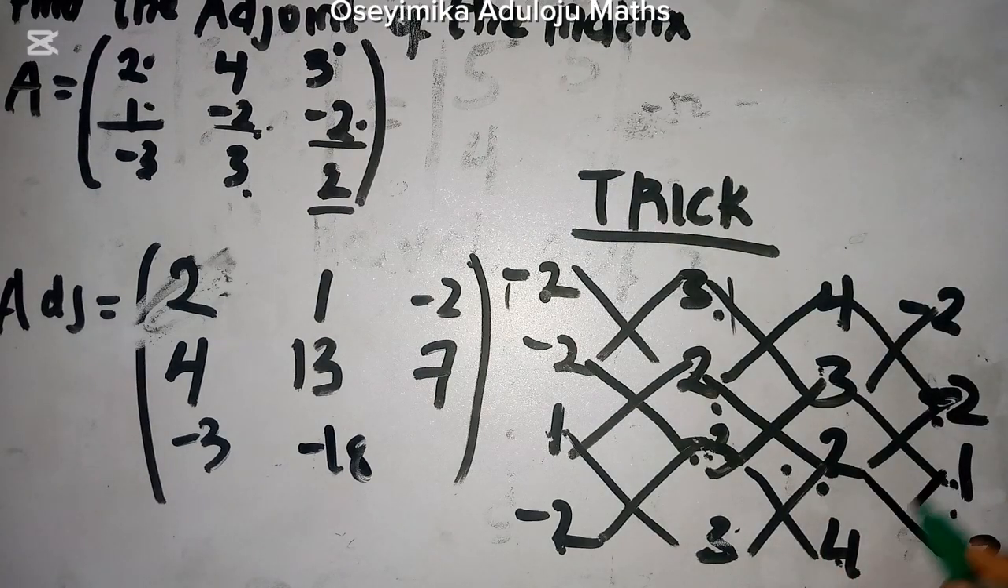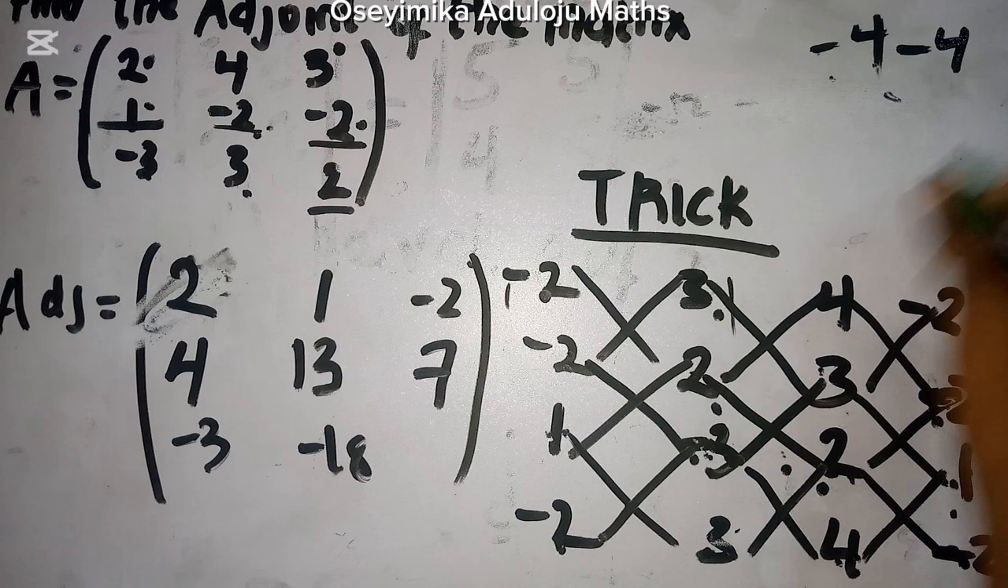So the last part, 2 multiplied by minus 2. 2 multiplied by minus 2 is what? Minus 4. 4 multiplied by 1, minus 4 multiplied by 1, that is 4. So minus 4 minus 4, that is minus 8.